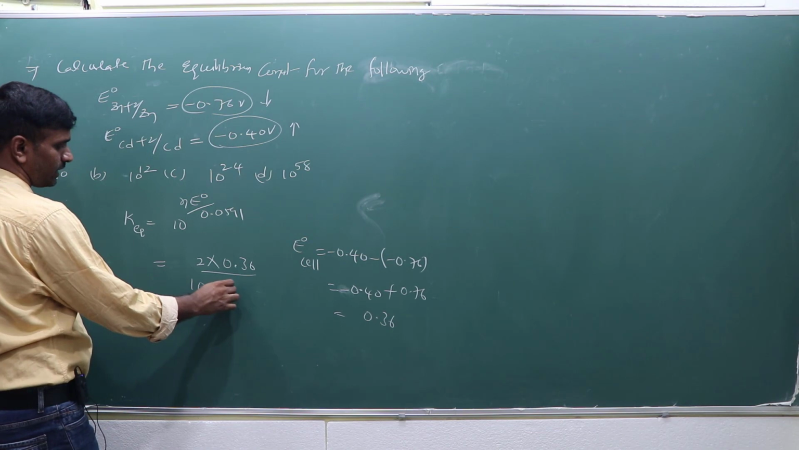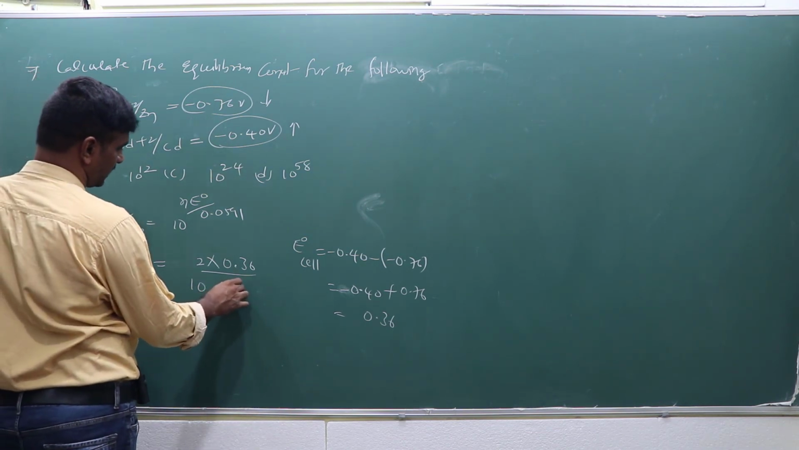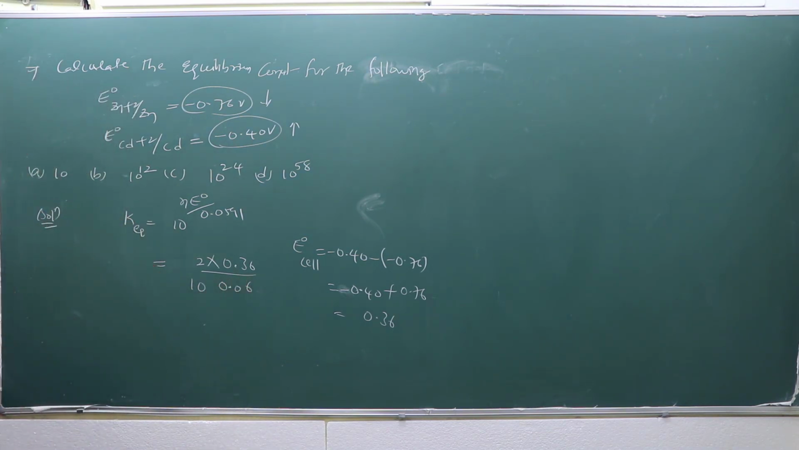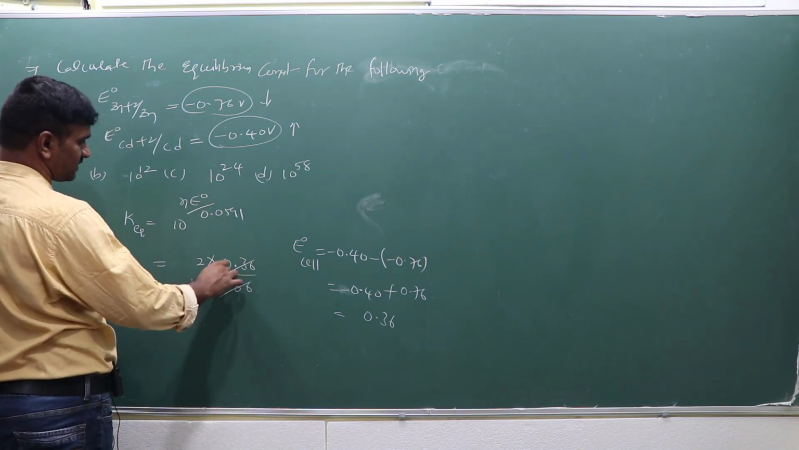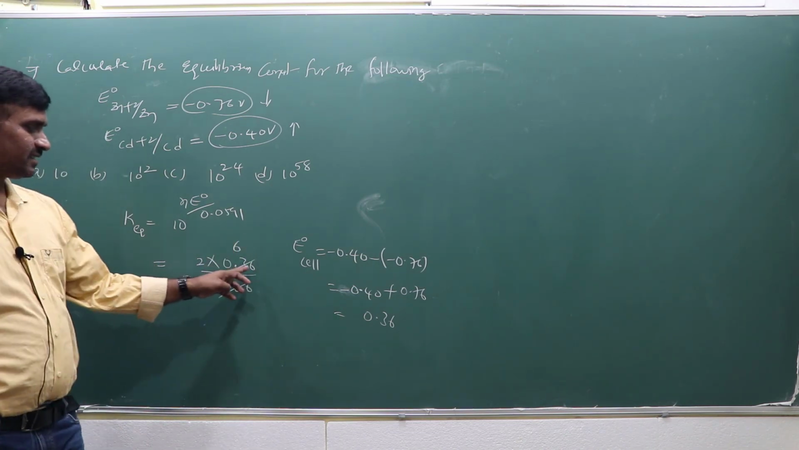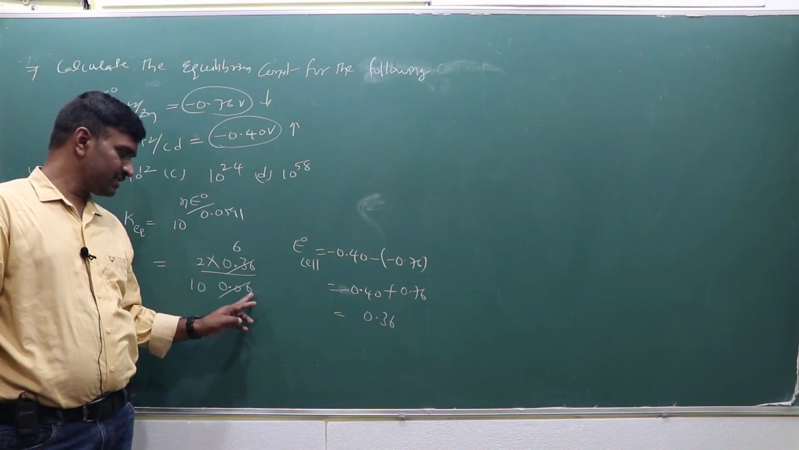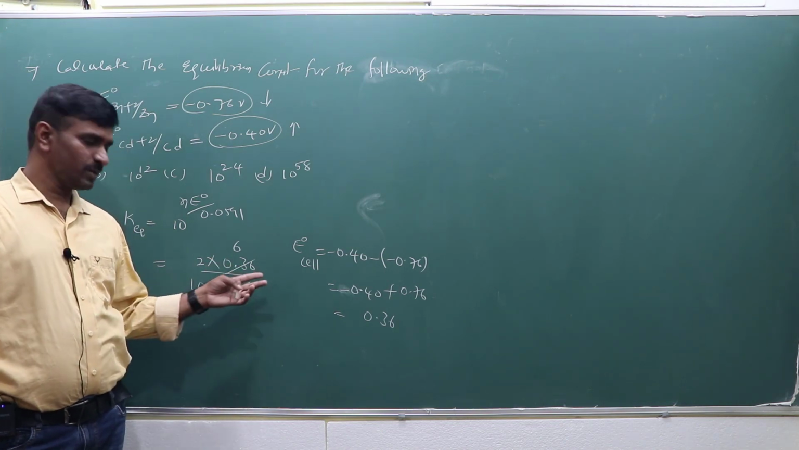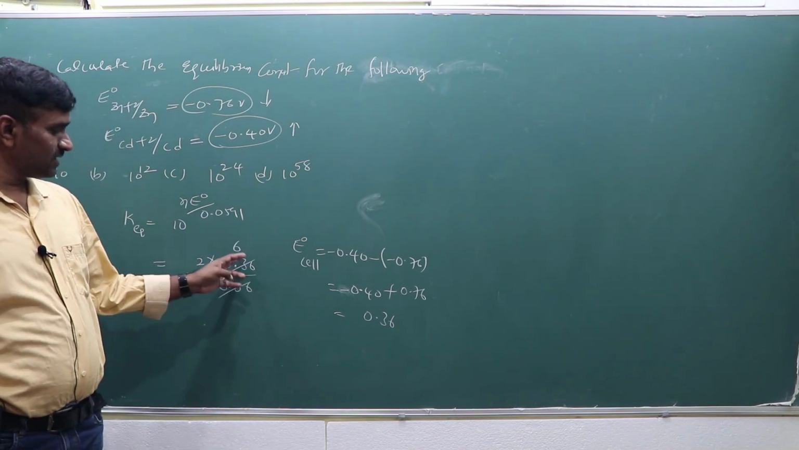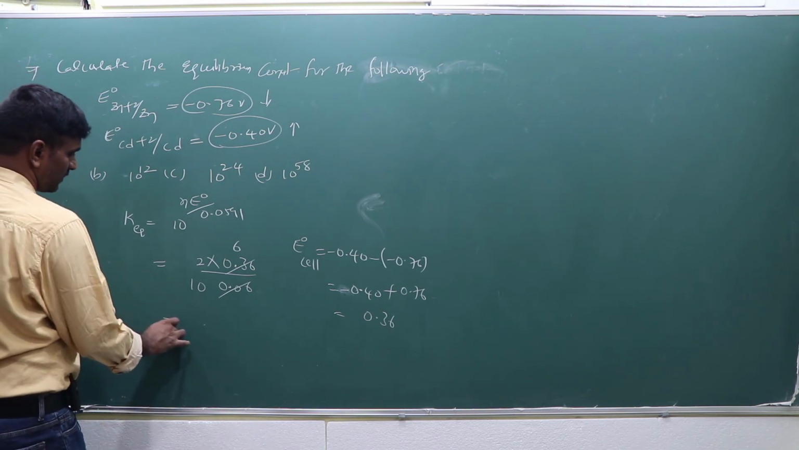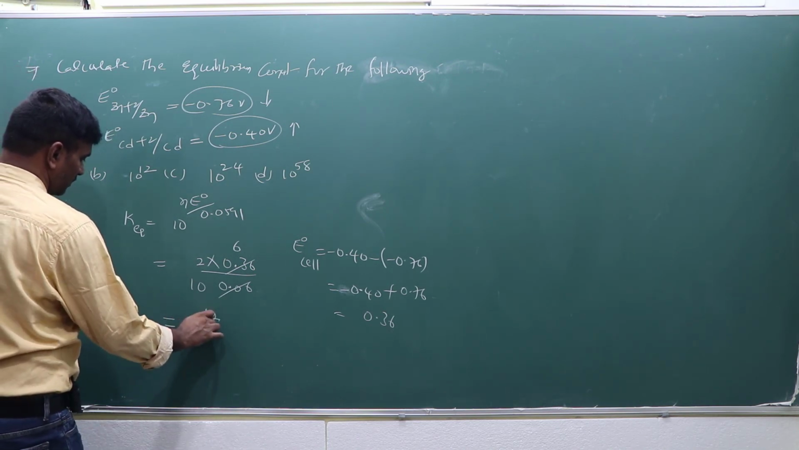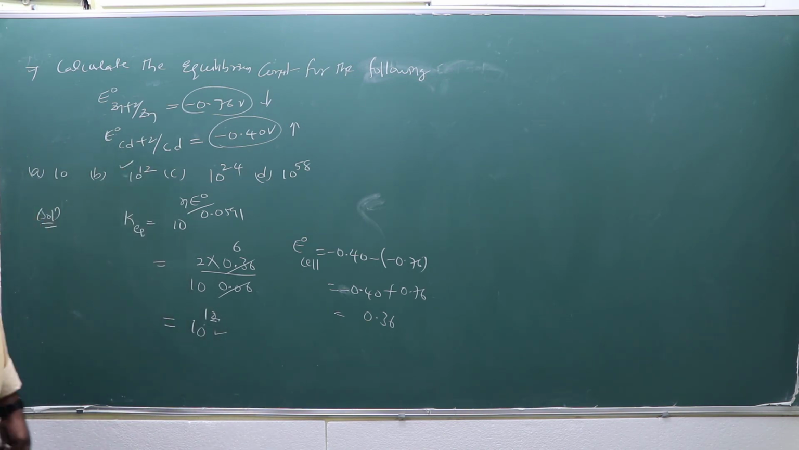By the 0.0591, approximately you can take it as 0.06. How many times does it take place? 6 times. Or you can write this as 36 into 10 to the power of minus 2 by 6 into 10 to the power of minus 2. So minus 2 cancellation takes place. 6 times 6 is 36. So that it may be how much? It may be approximately 10 to the power of 12. Right?